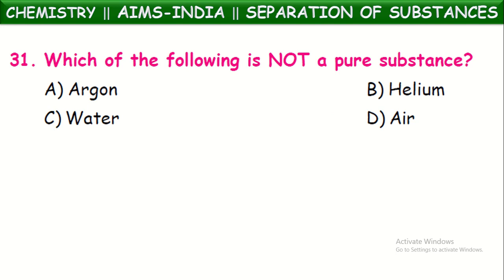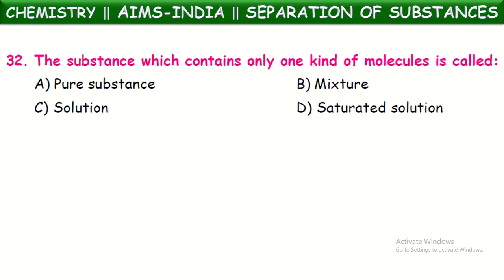Observe the substances given here. Argon is a pure substance and it is an element. Helium is also a pure element. Water is a pure compound, whereas air is a mixture of several gases. So it is not a pure substance. It is a mixture. Okay. Next one. The substance which contains only one kind of molecules is called.